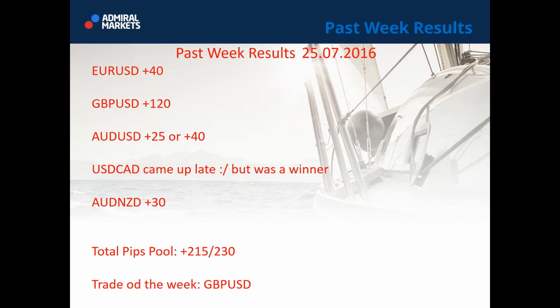But I usually say that these setups are valid for today, tomorrow, and sometimes the day after tomorrow. Because of that, this was actually a winner, but I didn't count any results because it came up late. Australian dollar was 25.40 and Australian dollar New Zealand 30. This went in accordance to the news release and RBA announcements for last week. So we had some small wins on these two pairs, but this one was definitely the best. Total pips pool 215, 230. I'm not saying that you should make all of it. Well, if you made like 50, 60, 100, still good.